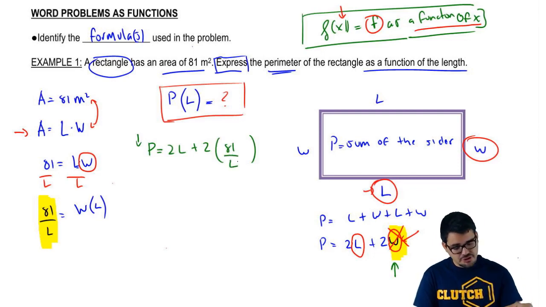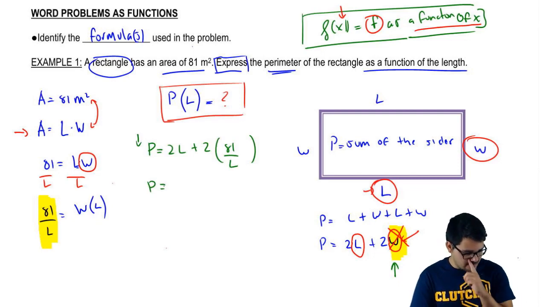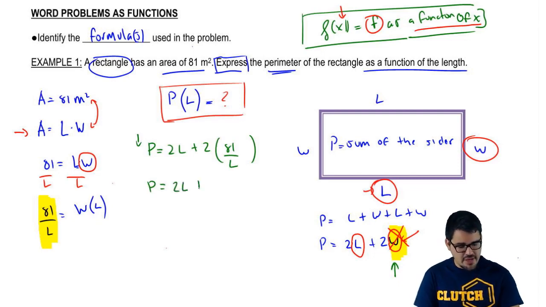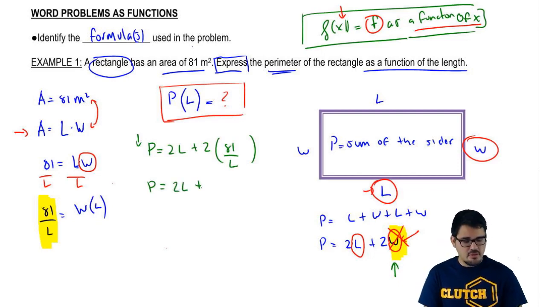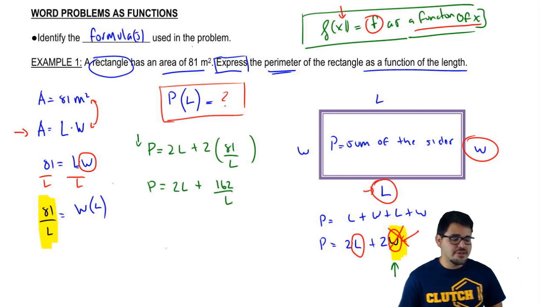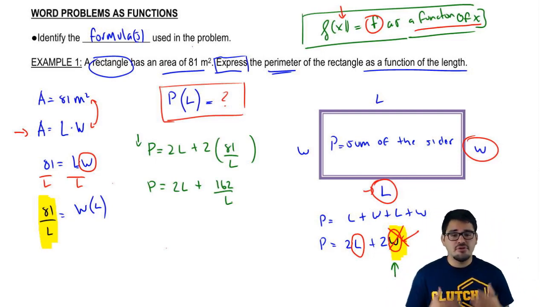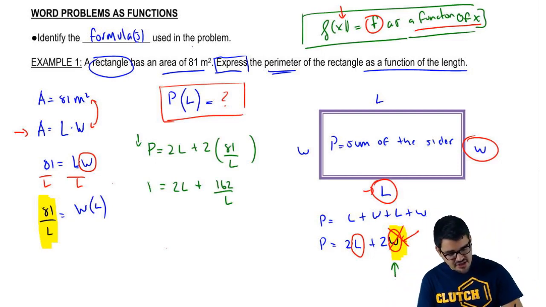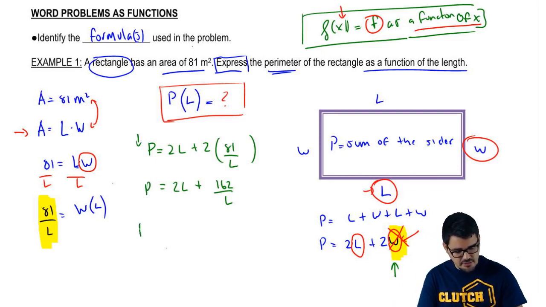Okay? So now, when I do this, I'm just going to have 2L plus, I'm going to multiply 2 times 81. That's going to give me 162 over L. And that is going to be my new expression of my perimeter in terms of L, right? And I can even change this. Well, I'm just going to write another one because I have space.